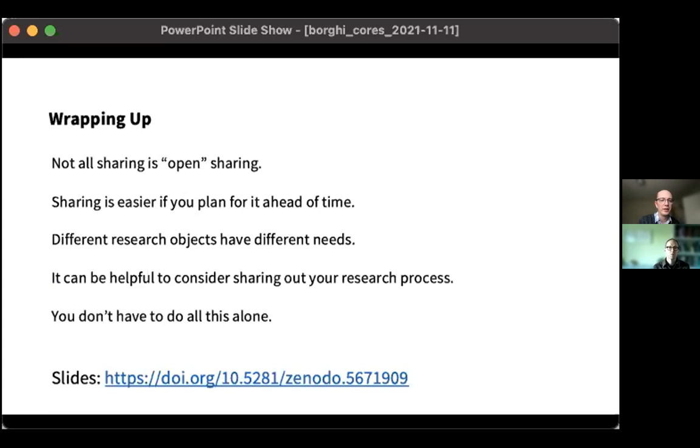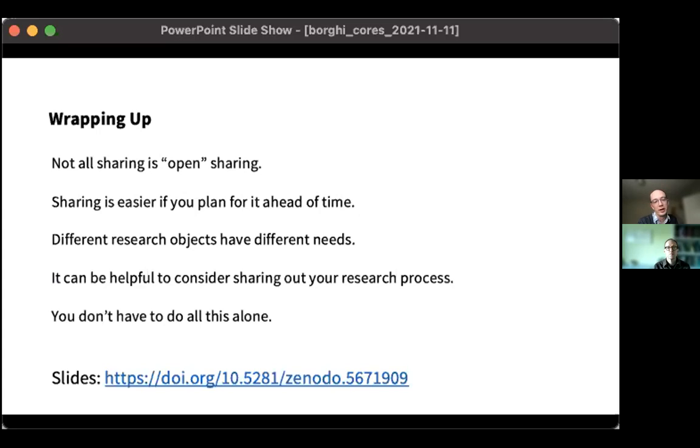But it can be helpful to consider sharing out your research process. If you're getting lost in the weeds of what all these considerations are for sharing a data set versus my code, you can take a step back and think, I want to make people more aware or share out more of my process from how I got here to here. What should I do to do that? Maybe that's sharing your data, maybe that's sharing your code, your protocols, writing reproducible reports, all kinds of things.